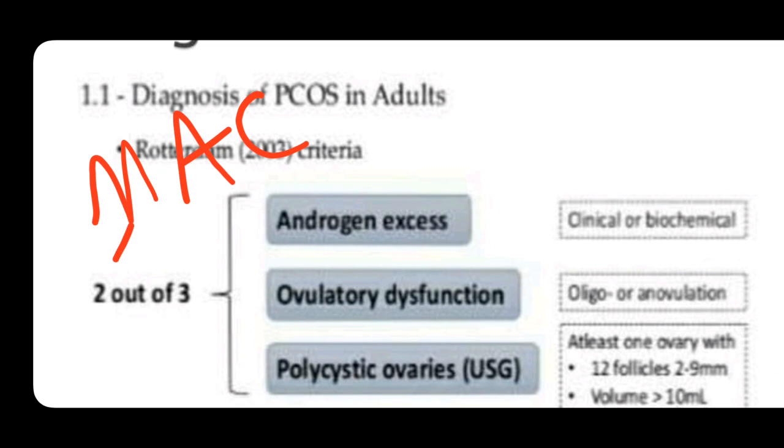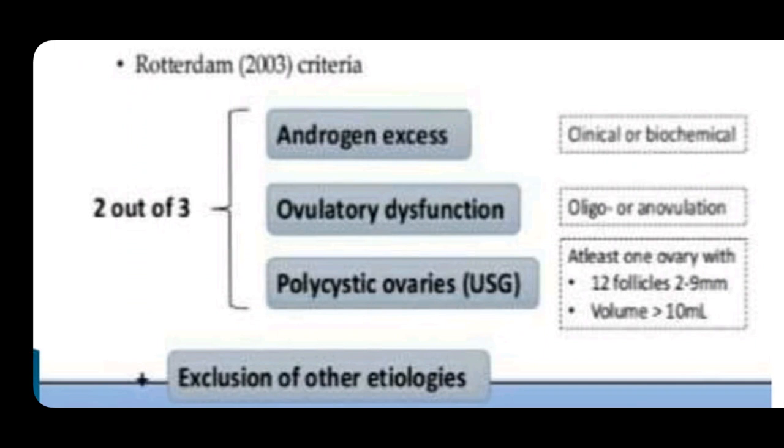Menstrual irregularity, it may be oligomenorrhea or anovulatory cycle. Androgen excess, both clinical, that is hirsutism, and biochemical, minor elevation of androgen. And polycystic ovary, at least one ovary with 12 follicles, size ranging from 2 to 9 millimeter, or volume more than 10 ml is diagnostic for polycystic ovarian syndrome, but exclusion of other etiologies is also important.